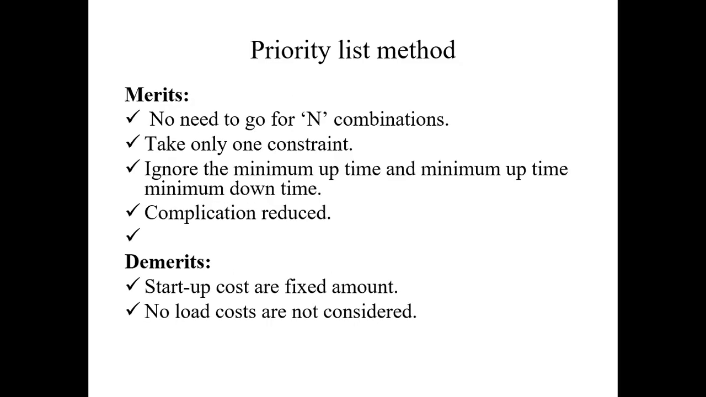And what are the merits and demerits of the priority list method? The merit is that there is no need to go for n number of combinations, even if n is greater than 3, 4, 5. If the number of combinations exceeds, there is no need to go for n number of combinations. We can take only one set of constraints, we can ignore minimum uptime and minimum downtime constraints, and the complications can also be reduced.